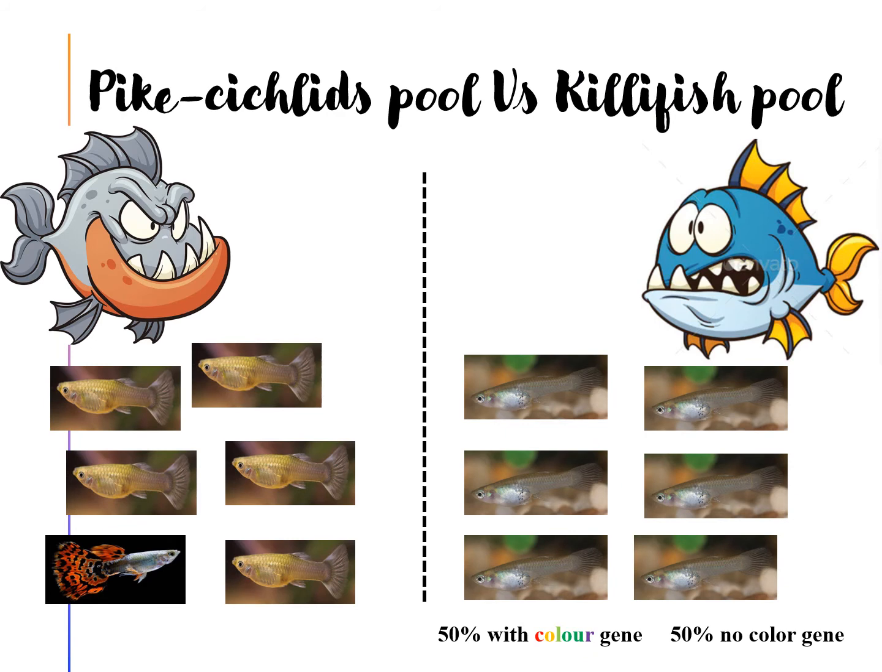Let's take a look at the right-hand side killifish pool. Since the guppies are being eaten randomly, they decrease by the same extent. Therefore, overall, the percentage of the guppies with the color gene and the guppies with no color gene should also be the same.